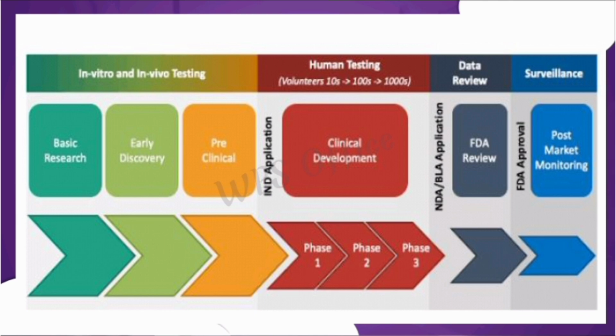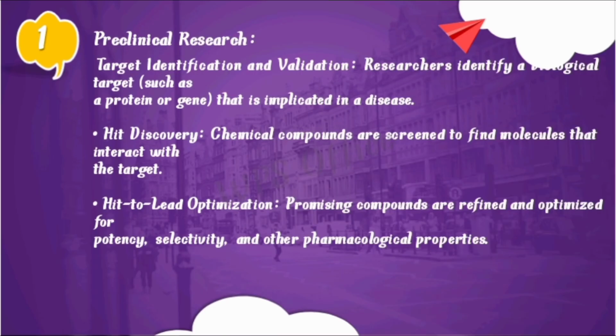So the first process in drug development is preclinical research. It involves three steps: target identification and validation, hit discovery, and hit to lead optimization. In target identification, the researchers identify a biological target. It may be a protein or gene that is implicated in a disease. In hit discovery, chemical compounds are screened to find molecules that interact with the target. This process uses a high throughput screening method for the discovery of the hit.